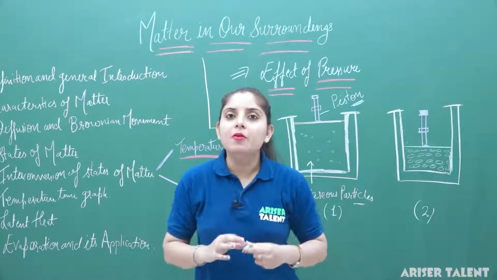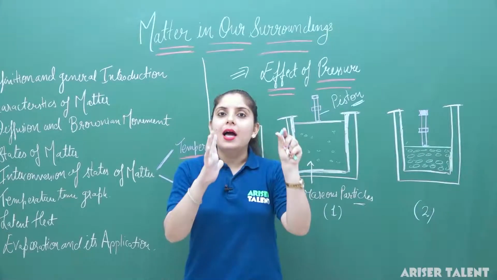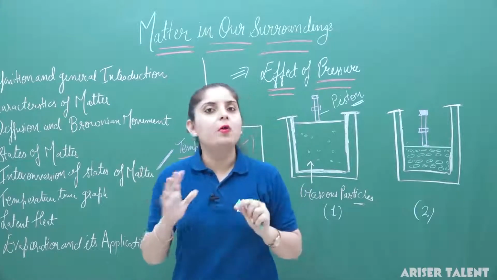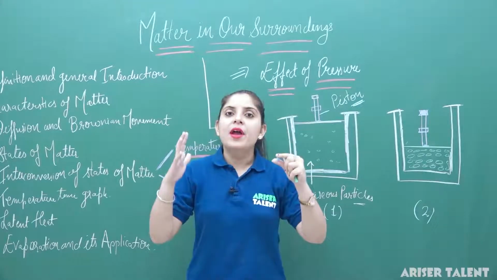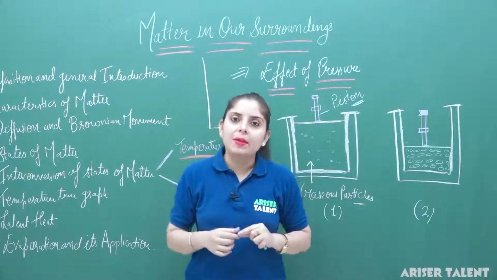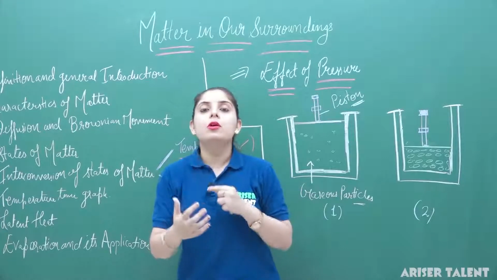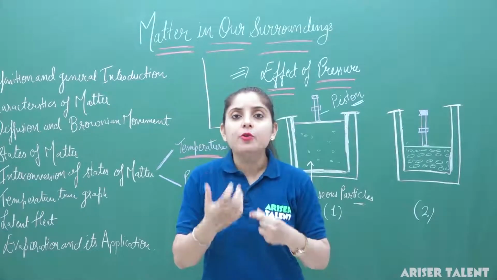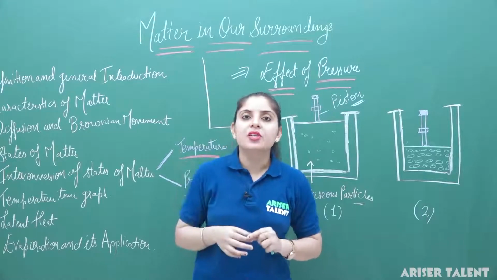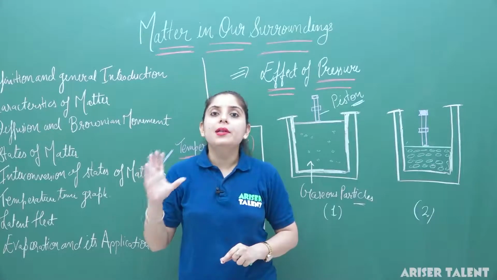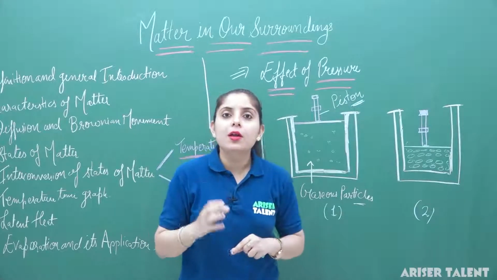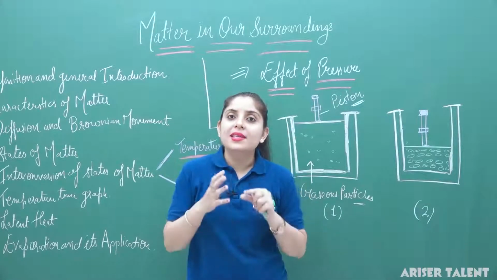You have heard about the term carbon dioxide. Carbon dioxide is usually found in the gaseous state in the atmosphere. But now what will happen when you apply pressure to the carbon dioxide? If you apply a pressure 70 to 80 times greater than the atmospheric pressure, the carbon dioxide will convert into the solid form, that is known as dry ice.